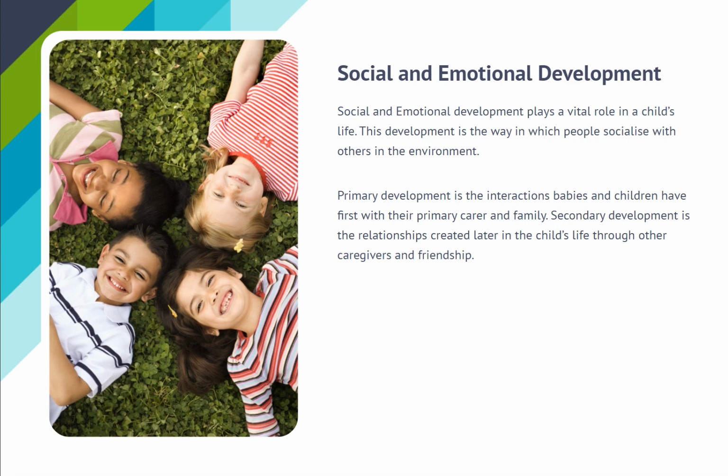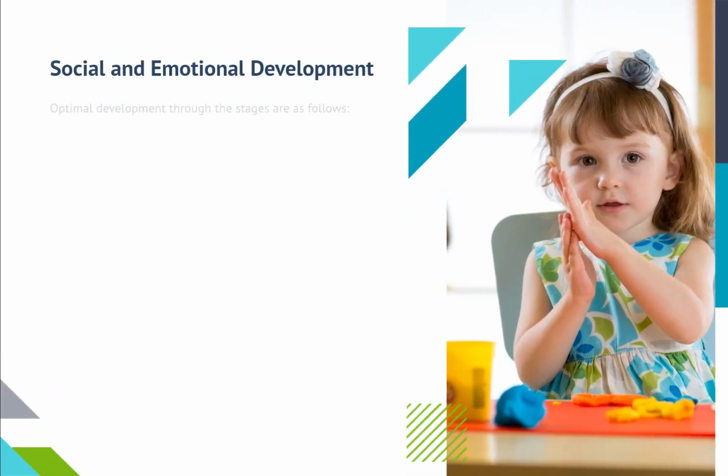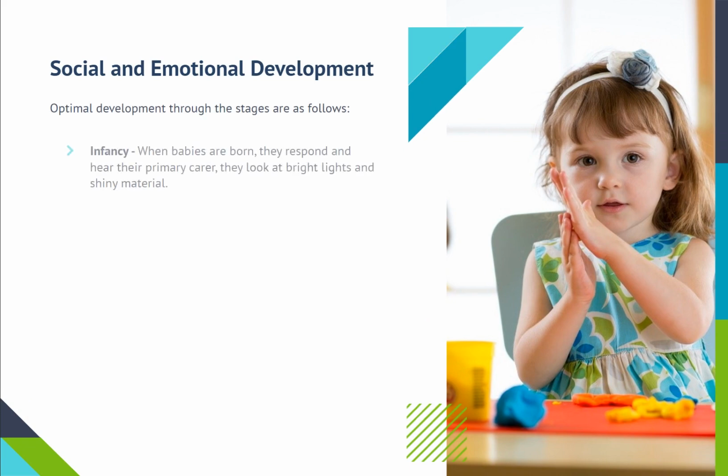Primary development is the interactions babies and children have first with their primary carer and family. Secondary development is the relationships created later in the child's life through other caregivers and friendship. Optimal development through the stages are as follows.